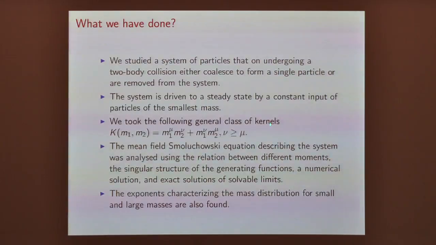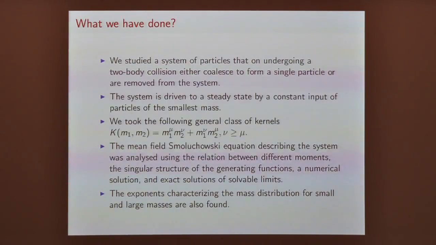We took the following general class of kernels, with m1 to the power mu and m2 to the power nu, where m1 and m2 are the masses of the coagulating particles, and nu is greater than or equal to mu. For example, if you take mu equals nu equals 0, and generally mu equals nu, the Smoluchowski equation is exactly solvable. Also mu equals 0, nu equals 1, that is the sum kernel, you can find the exact steady state mass distribution. And if both of them are 1, the product kernel, that is also exactly solvable.